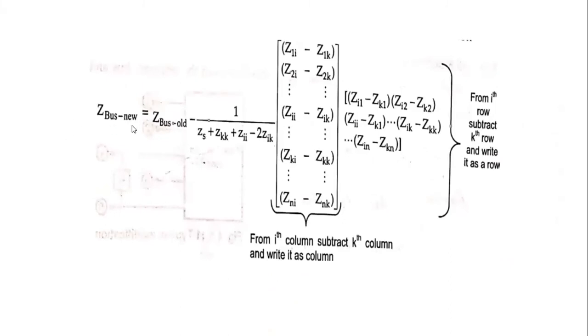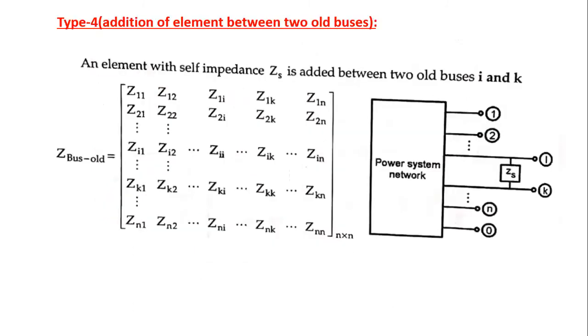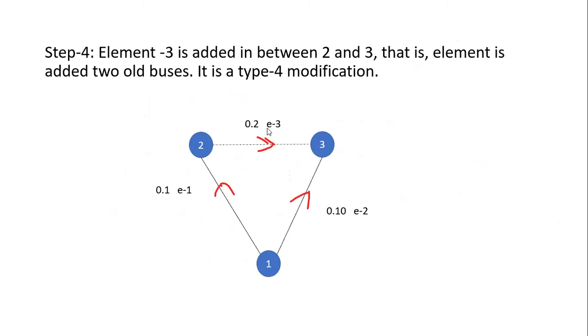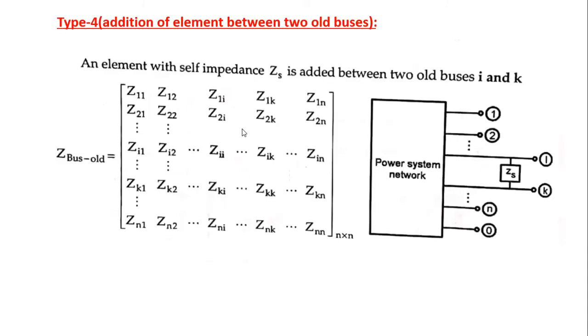Therefore, Z-bus new is equal to Z-bus old, that will be obtained after completing step 3. This is the Z-bus old matrix, minus 1 by ZS, where ZS is the element that will be added in step 4. What is the element that will be added? The element 3 is added in between the two old buses, that is 0.2.